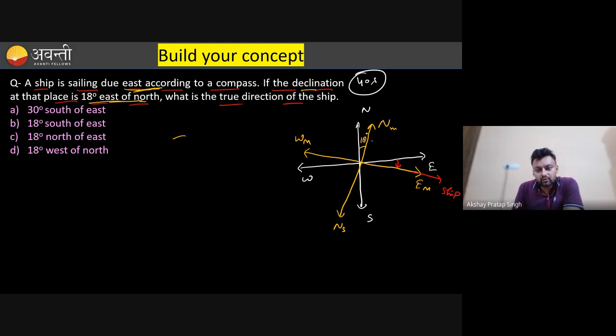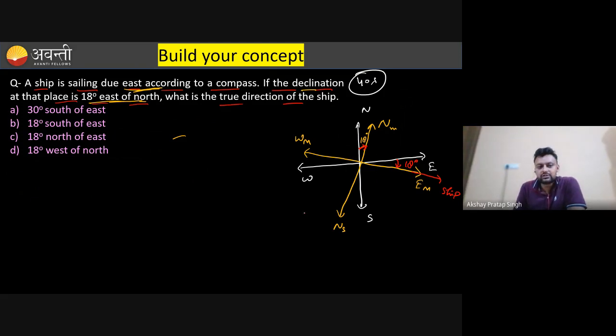Obviously, north and south are shifted in the clockwise direction by 18 degrees. Like you can see, this is north shifted by 18 degrees in the clockwise direction. So east will also shift by 18 degrees. So this is 18 degrees. So what is going to be the actual direction?